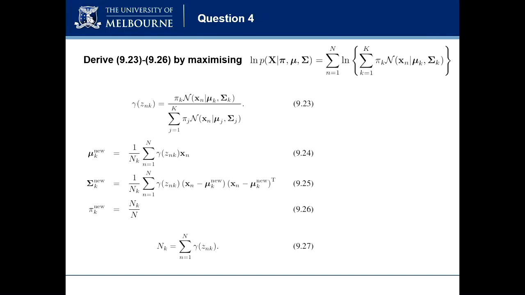So here's the summary, and then the summary and the question, which I turned into a question. So we want to maximize this, and one can show that maximizing this involves finding these, essentially the equations that are here.